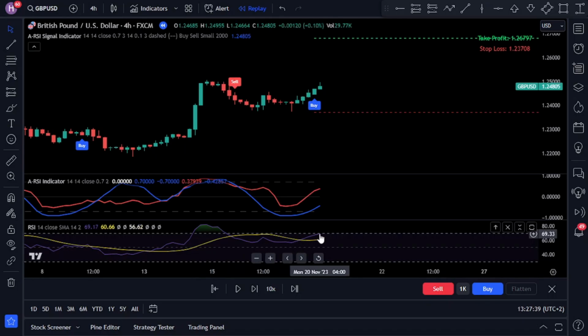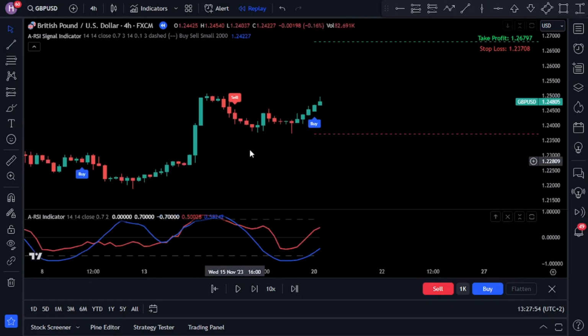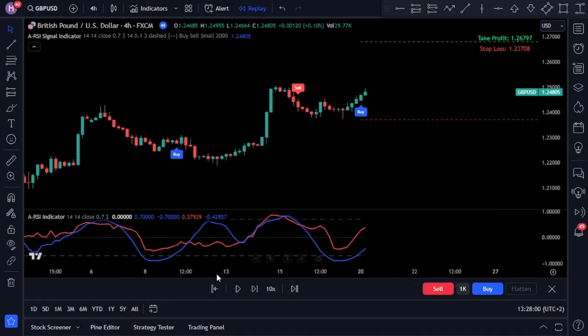Now from the chart we can see, unlike the classical RSI indicator, the advanced RSI is providing us with a buy alert. At the same time, the classical version is heading back into the overbought zone. Now, once we get the latest buy signal from the A-RSI indicator, we can take a closer look at price action for our final confirmation.